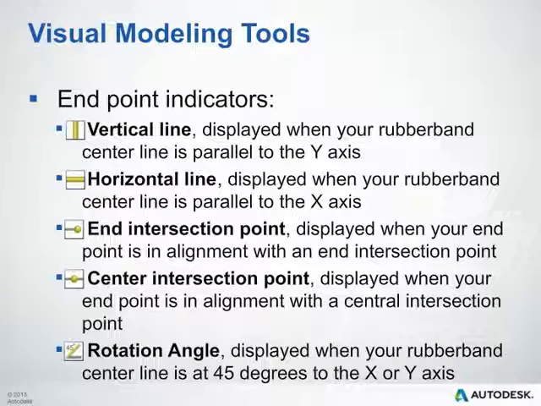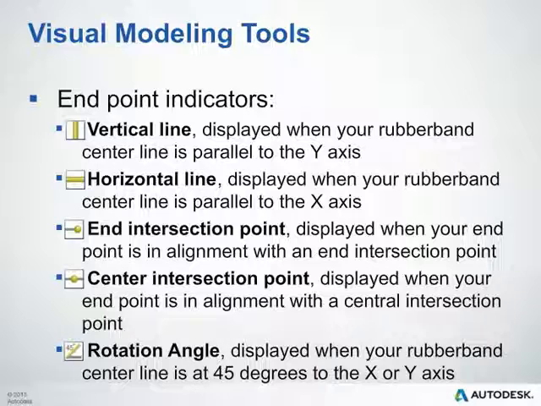Now when you select your endpoint, or the second selection when creating your channel, you could have several more indicators here. So if you see a vertical line, that means that your line is parallel to the y-axis. If it's horizontal, that means it's parallel to the x-axis. Now remember, you're modeling on the xy plane, so there's no z here.